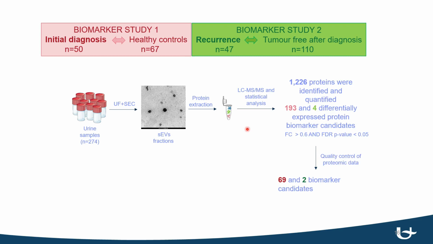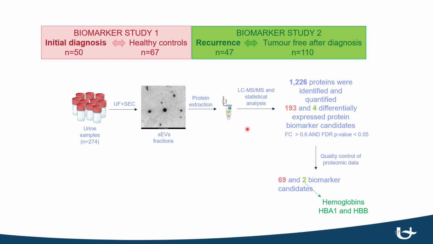We analyzed some on mass spec, and the results were that we identified and quantified over 1,200 proteins, and then in the first study setup, we identified almost 200 proteins that were differentially expressed. In the second setup, that was only 4 proteins, of which 2 were hemoglobins, which are not really the most interesting biomarkers, because probably they are the result of the blood that was still present in the samples.